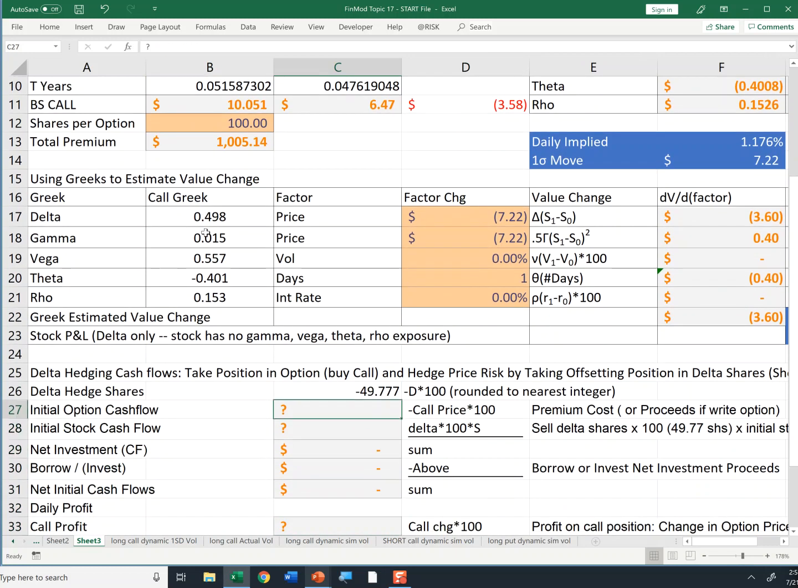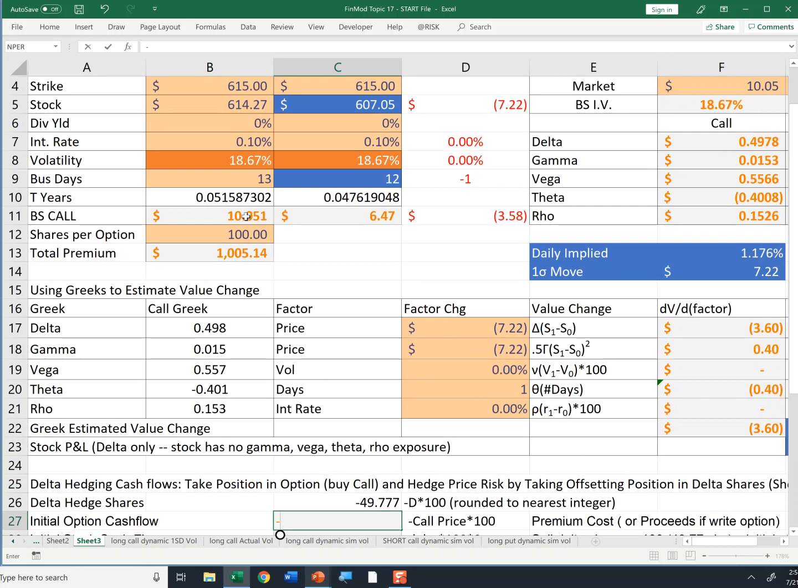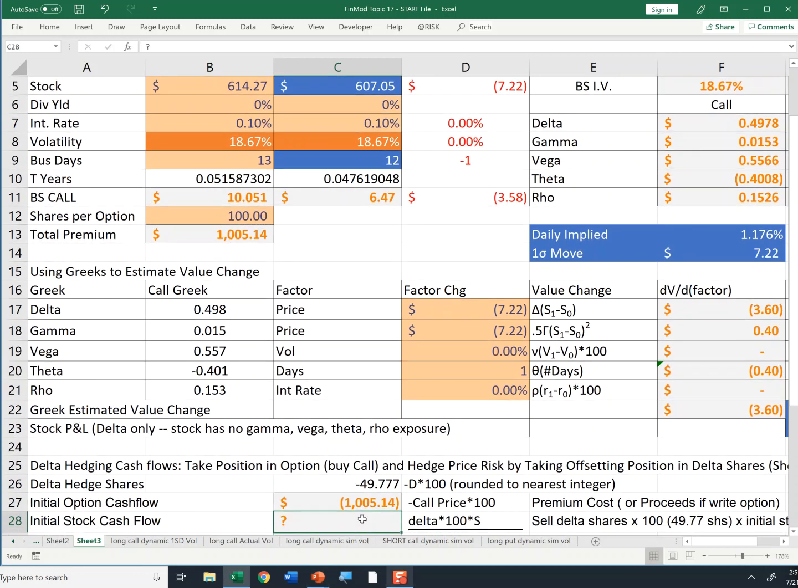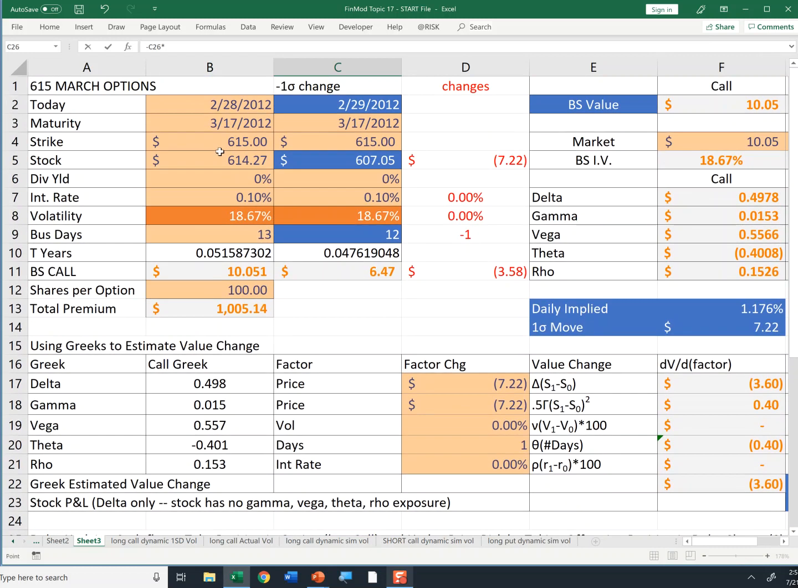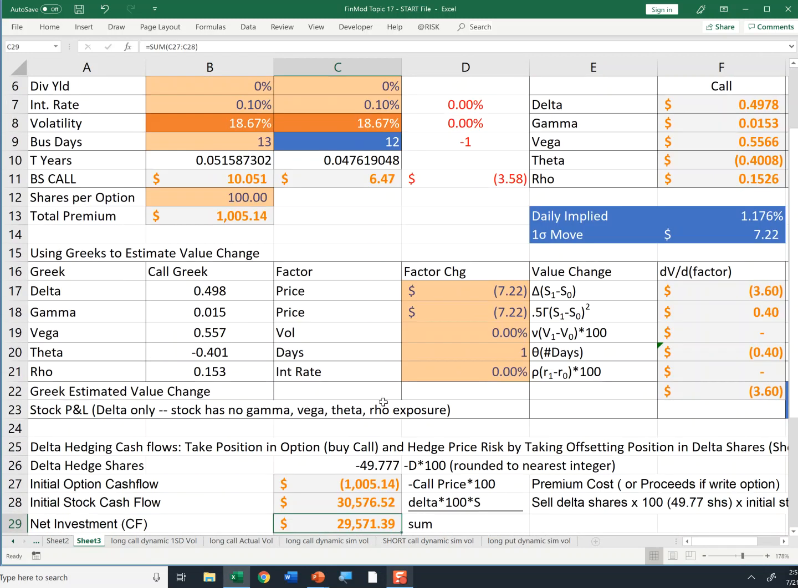All right, so let's figure out our first cash flow. I'm going to first buy this option at 10.05 on 100 shares. That's going to cost me $1,005. Then I'm going to short 49 shares. So that's 49 shares. I'm going to change that to positive 49 shares times 614. When I short sell, I'm going to generate cash of $30,576.